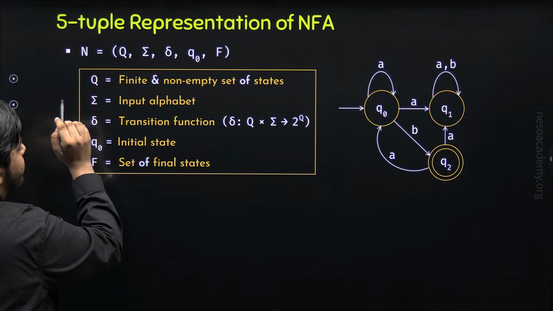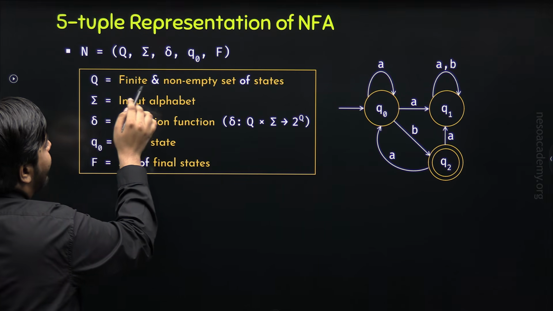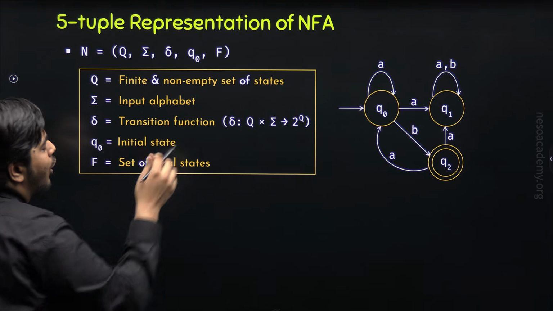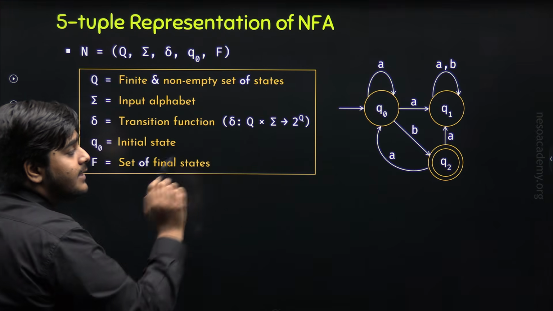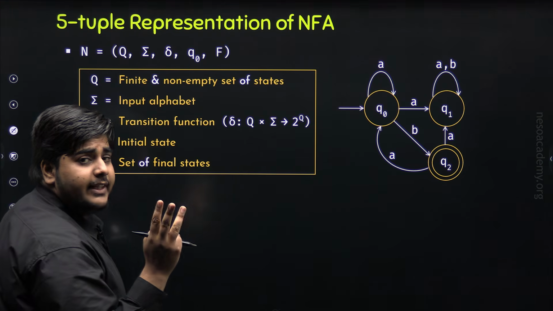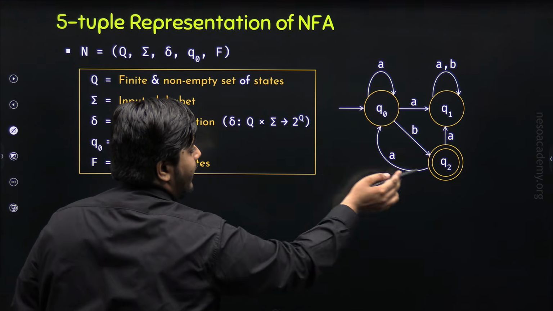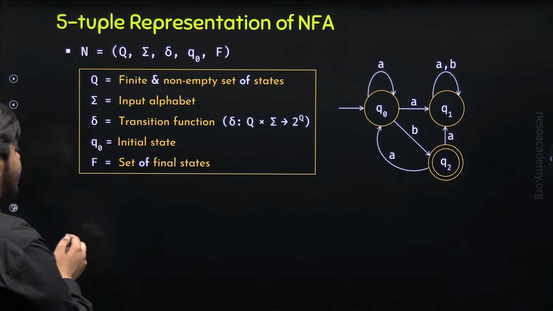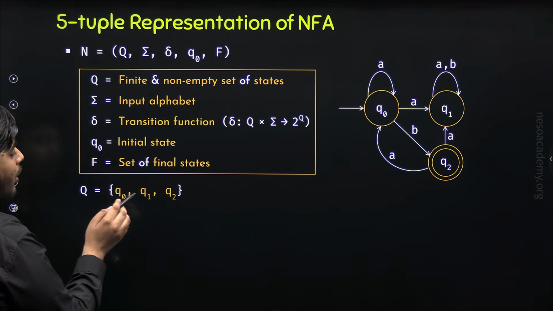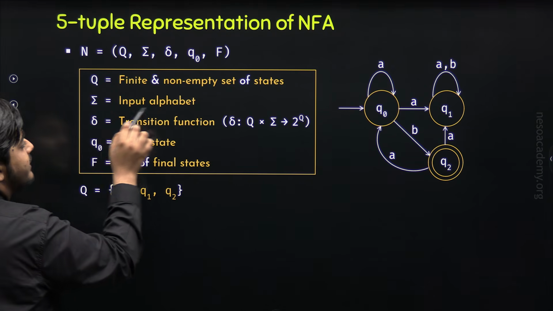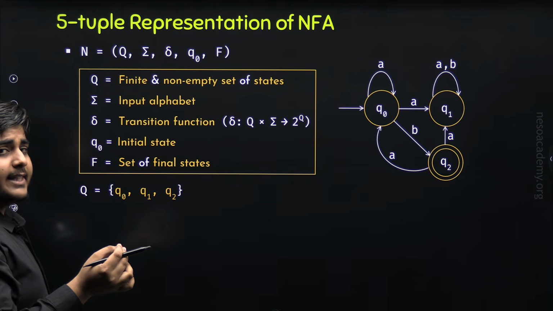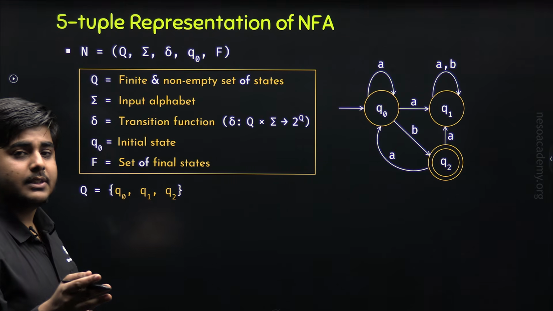So our first element is Q, which is the finite and non-empty set of states. Or we can simply say Q is the set of states. In this diagram we can see there are only 3 states, Q0, Q1 and Q2. So Q is the set of these 3 states, Q0, Q1 and Q2. The second element is sigma, which is the input alphabet, or we can say the set of input symbols.